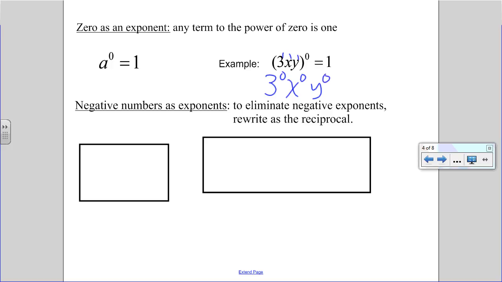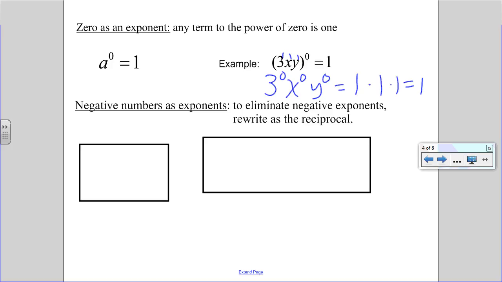Now, if a to the 0 was 1, that means 3 to the 0 is 1. Nathan, what's x to the 0? 1. And what's y to the 0? 1. And what's 1 times 1 times 1? 1. Now, ladies and gentlemen, that's some fascinating mathematics there, isn't it?